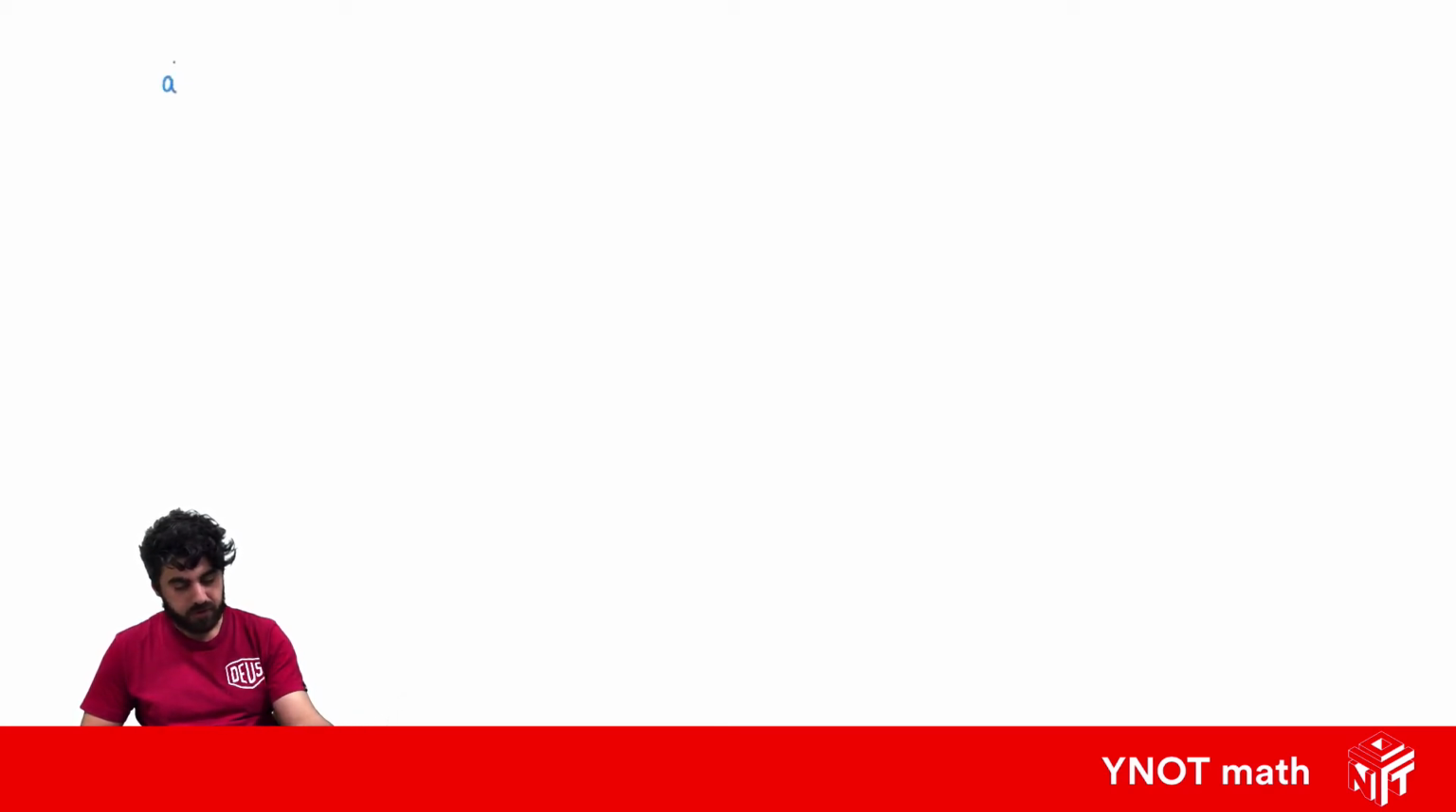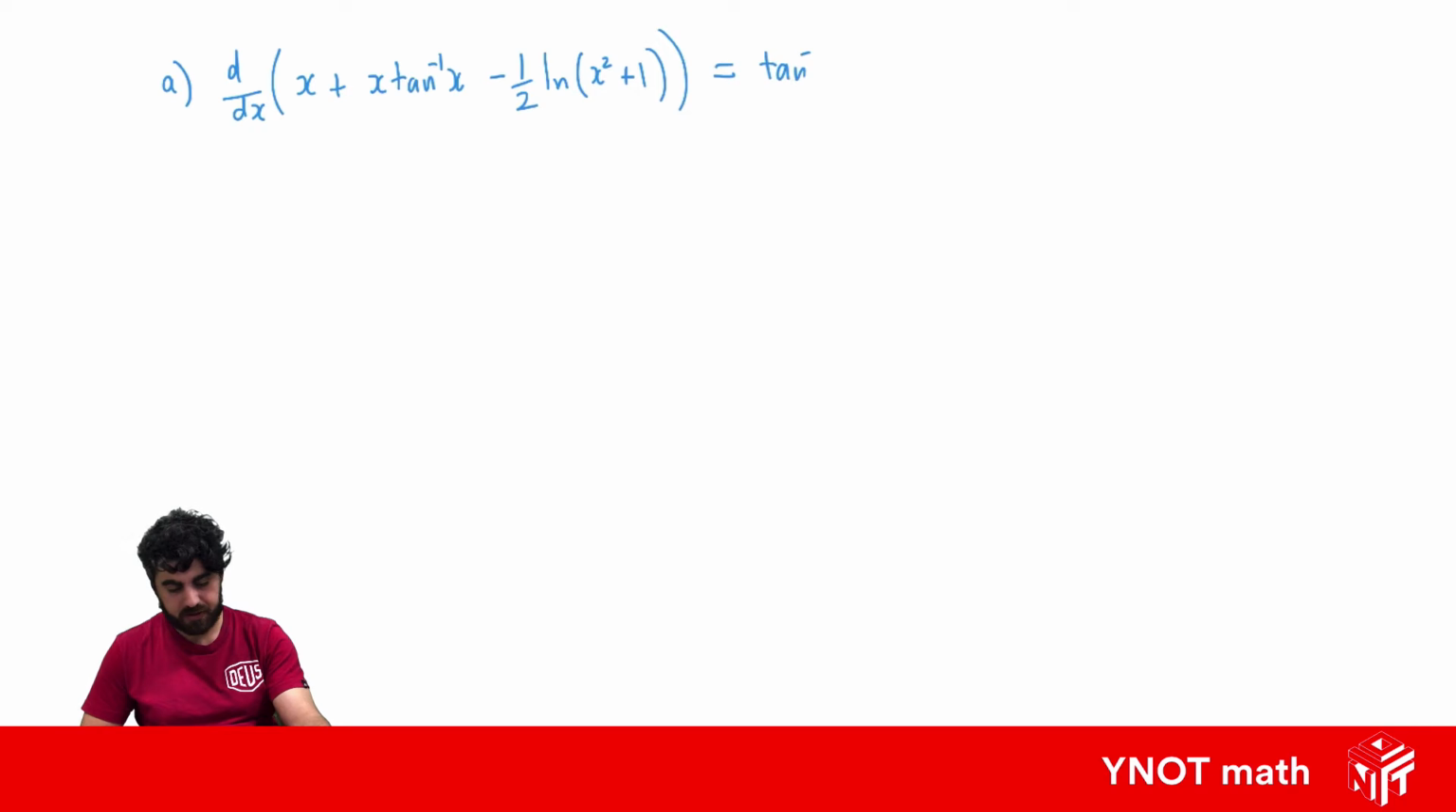So the first part of the example is to show that d dx of x plus x inverse tan x minus a half ln of x squared plus 1 all equals inverse tan of x plus 1. So this just means we need to differentiate all of this and show that it equals this.